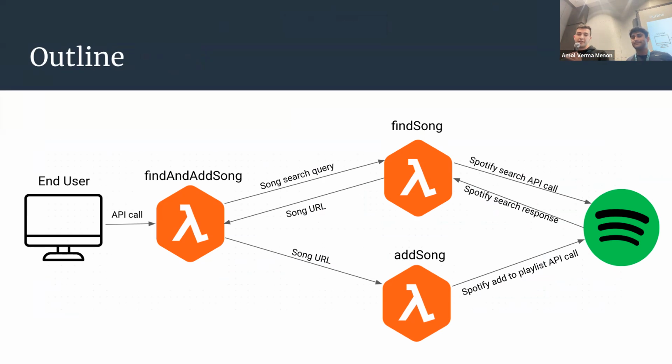So in order to do this, we need a couple functions. The first one, finding a song on Spotify based on the name. The next one would be adding that song to the playlist. And then we're going to combine them together into an API endpoint that will call the function to find the song and then call the function to add that song to the playlist. So without any further ado, we're going to get into the coding of it and walk you through how that works.